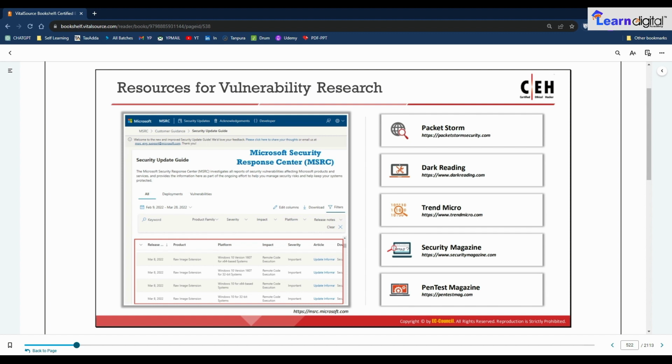You will also see in the slide Packet Storm, Dark Reading, Trend Micro, security magazines, Pen Test Magazine, SC Magazine, Exploit Database, Help Net Security, HackerStorm, Computerworld, Decrypt. So there are a lot of resources which you can use to get information for vulnerability research.